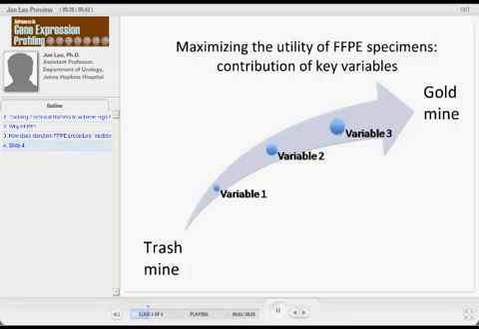in the hope that by controlling different variables, we can turn this around. We always thought FFPE tissues were so bad that we could barely use them, so they were really a trash mine. But by controlling the variables, by constantly improving, we can turn that into a gold mine.